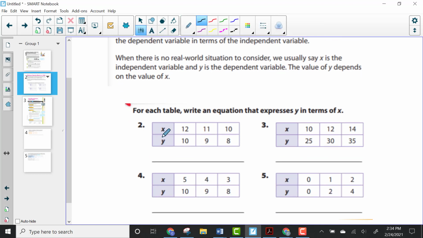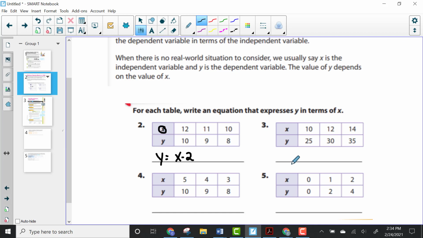If I'm taking a look at this one, we're looking at Y equals whatever's happening to X. You can see what happens to X in order to get it to 10. What happens to 12 to get it to 10, 11 to get it to 9, 10 to get it to 8? We can see we're taking X, that amount, and subtracting 2 from it. Let's see if that works. 12 minus 2 is 10. 11 minus 2 is 9. 10 minus 2 equals 8. So we have Y equals X minus 2. That would represent this pattern that we see in the table.